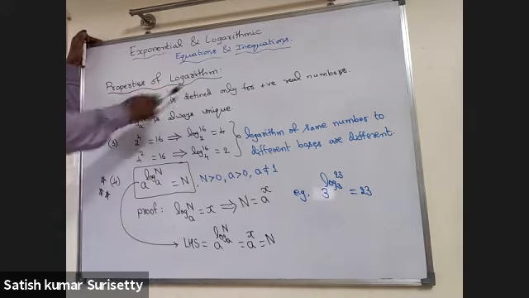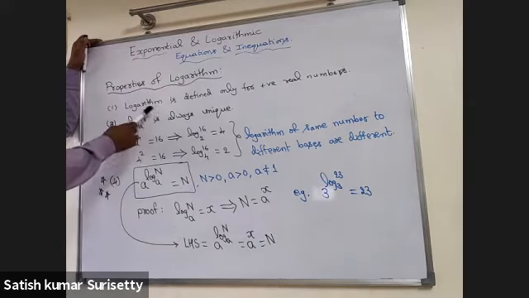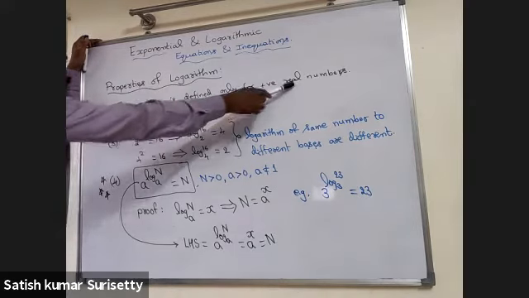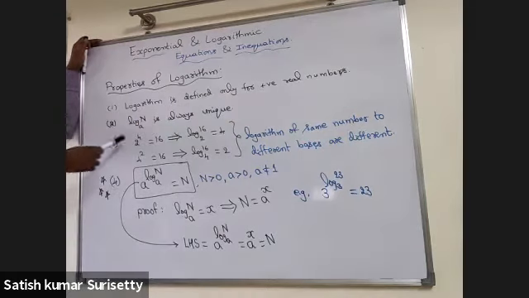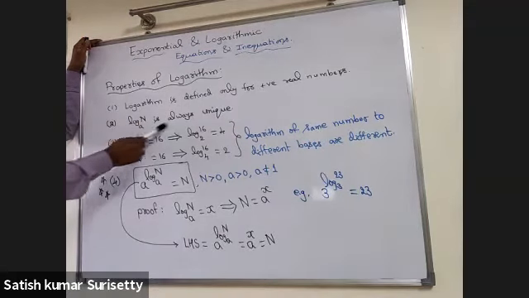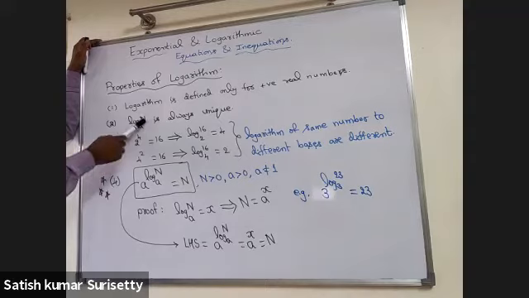Properties of logarithm. First one, logarithm is defined only for positive real numbers. Log n base a is always unique. That is, logarithm of any number is always unique.